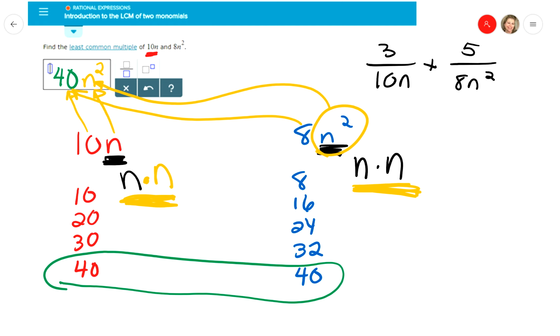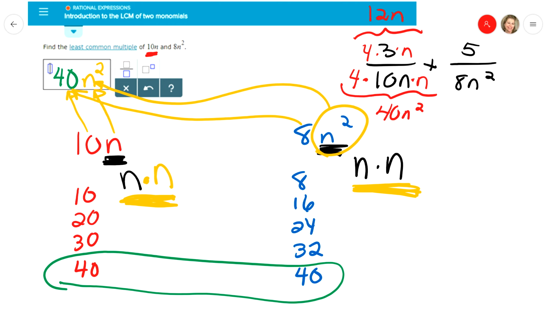You can't add these fractions together until they have the same denominator. So for the first fraction, if I'm trying to get a 40n squared, I'd have to multiply the top by a 4 and an n. So I got to do the same thing up top. I meant to say bottom. I'd have to multiply the bottom by a 4 and an n so that this thing here is a 40n squared. All right? But then my numerator would end up being a 12n.